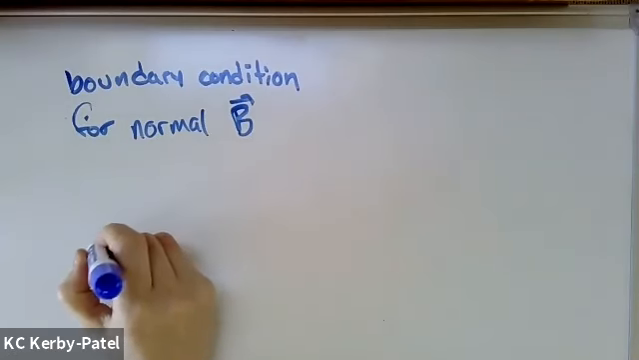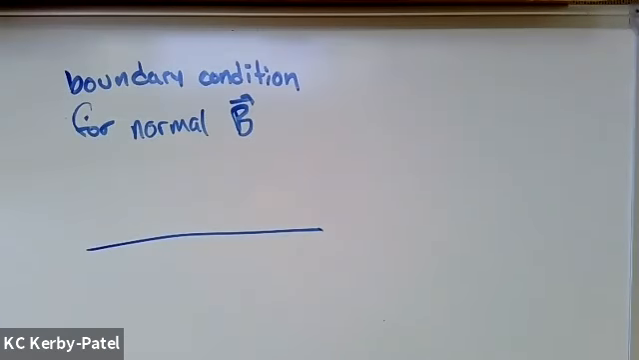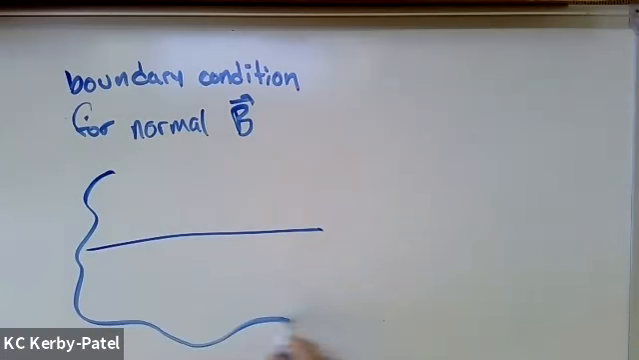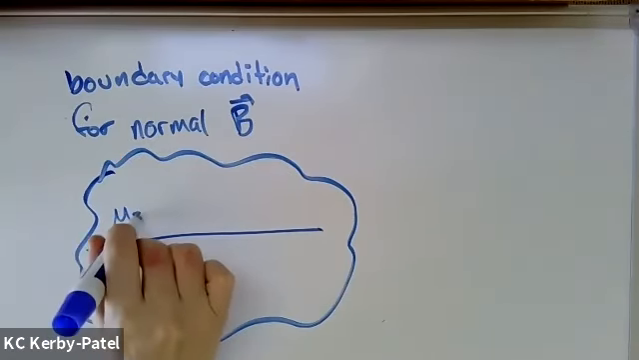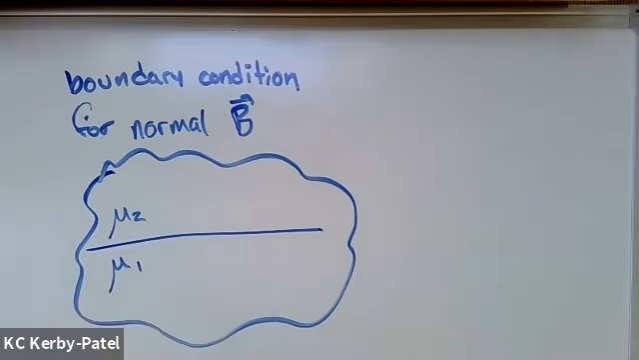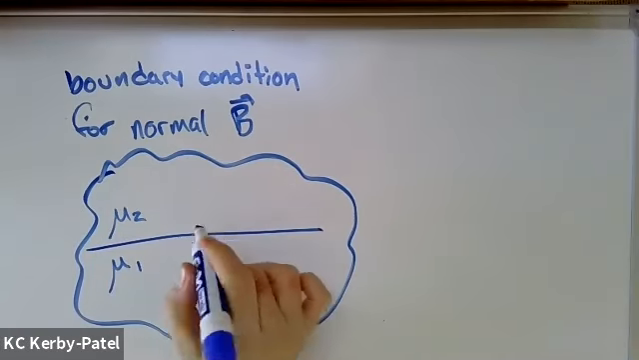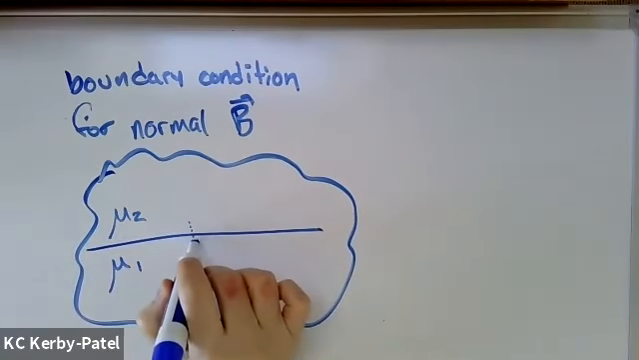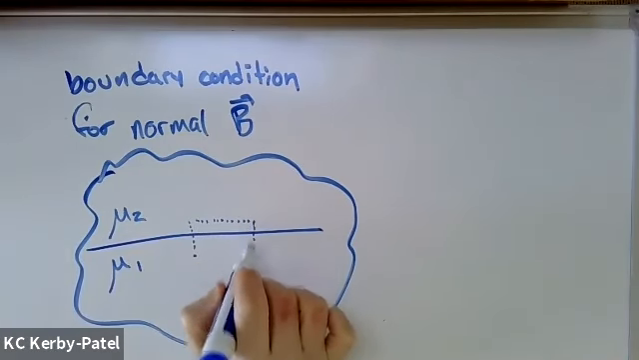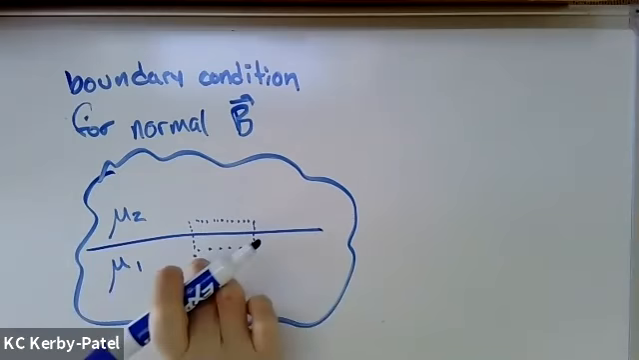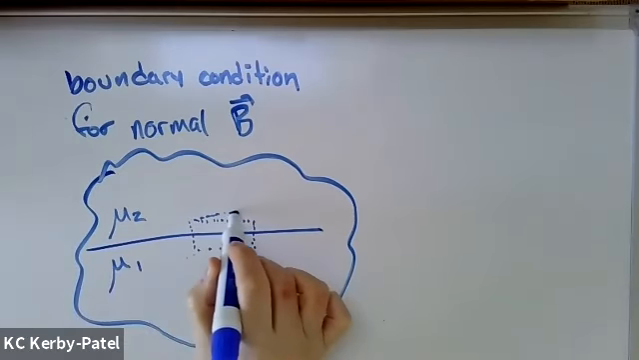Okay, so assume that we have a situation with a boundary between two materials. Up here we've got material 2, down here we've got material 1. They have different values of magnetic permeability. In order to figure this out, we are going to define a small Gaussian surface. It's going to have sides that are perpendicular to the boundary, and then a top and bottom that are parallel to the boundary. It's a cube, kind of like that.